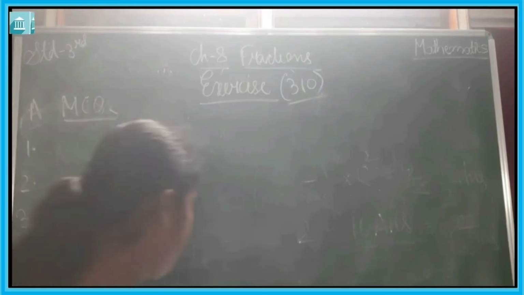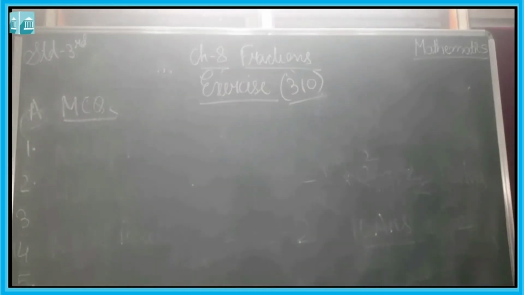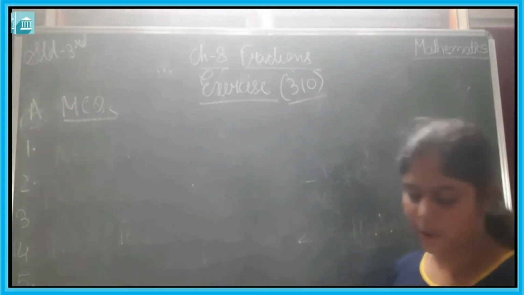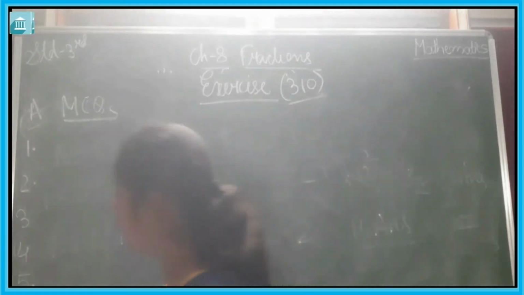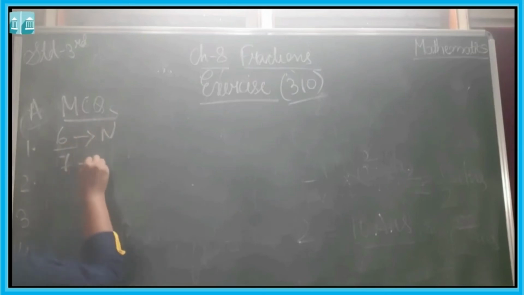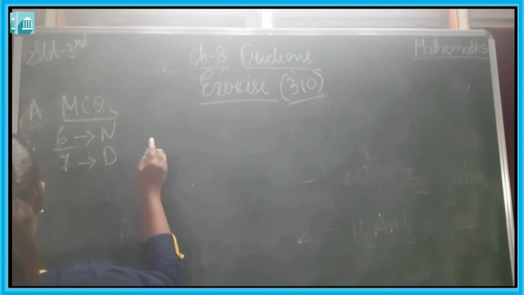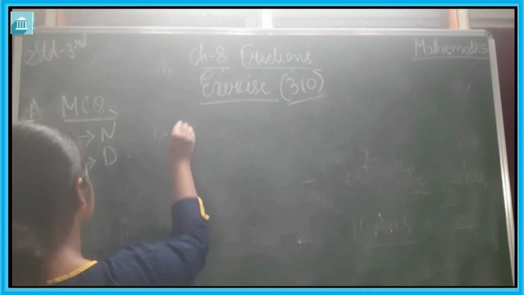Now, next we come to the exercise on page number 310. The first question is MCQs. In MCQs, the first question is: the numerator of the fraction 6 by 7 is? Which one is the numerator? 6 is the numerator and 7 is the denominator. So our answer is B, that is 6.